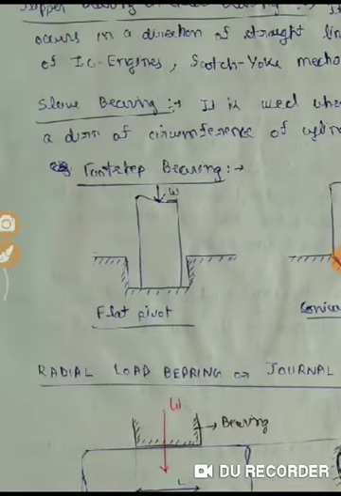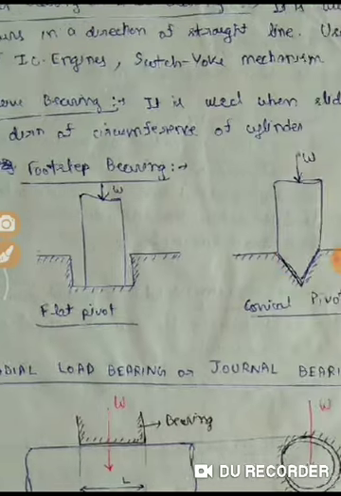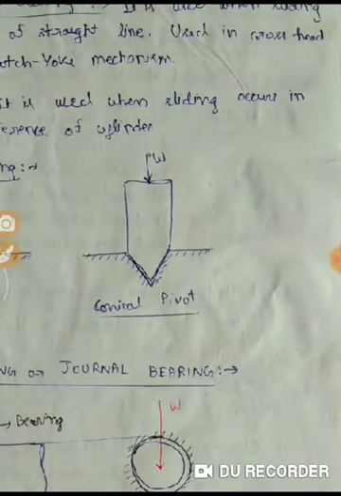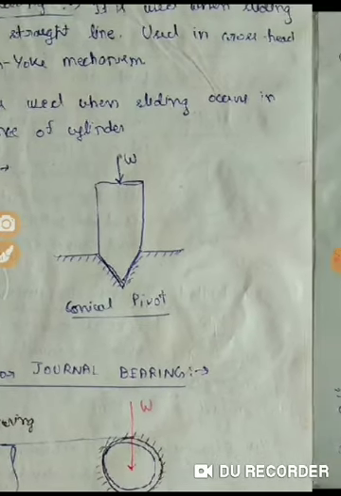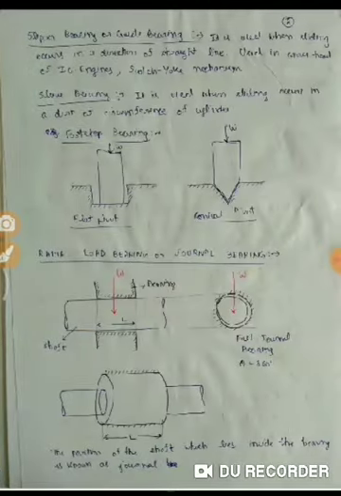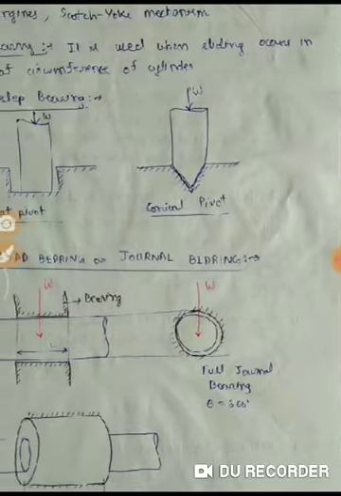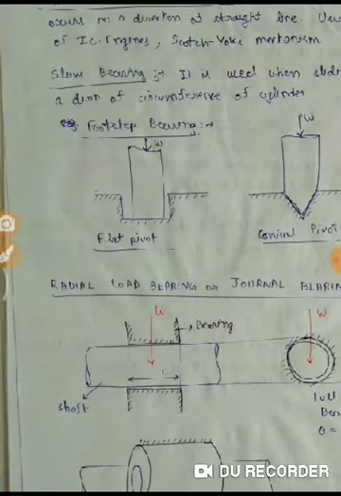Okay, now we will be studying very slowly all the different types of classification of the bearing. First of all, this is the slipper bearing or guide bearing. Guide bearing is used when sliding occurs in the direction of a straight line. So this is called the slipper bearing or the guide bearing.